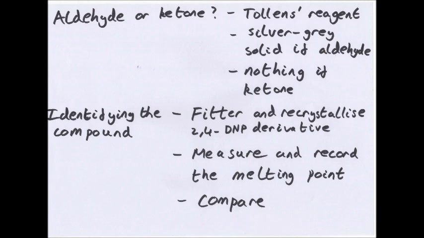You filter the solution and recrystallize. Now you've got the precipitate formed from 2,4-DNP. That's what you want to filter and recrystallize. Measure and record the melting point, and then you'll get a table and compare.